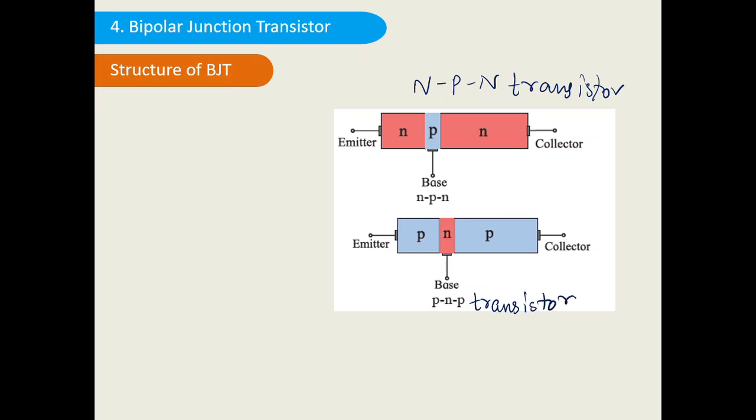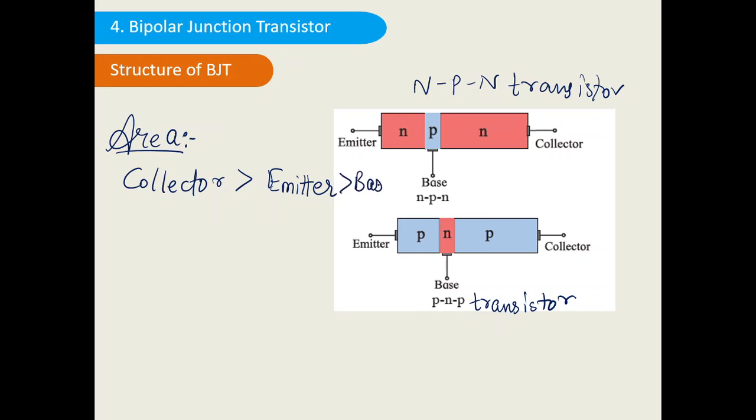So if you look at this area wise, the collector area is more compared to the emitter area, and the lesser is the base area. So base area is very less. Okay, so you can see this is the base. The area of the base is very less compared to the collector and emitter, and collector area is very high. Collector area is very large compared to the base area. So area wise, always base is very less and collector is very high, and the emitter area is between collector and base.